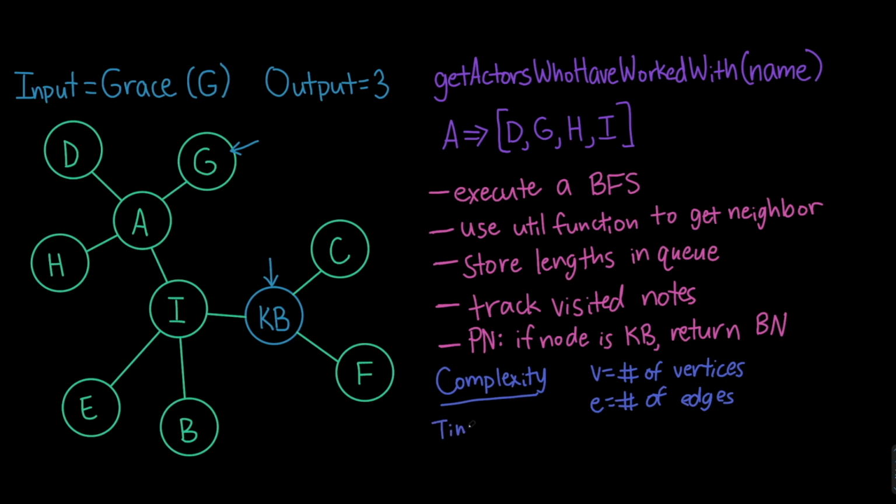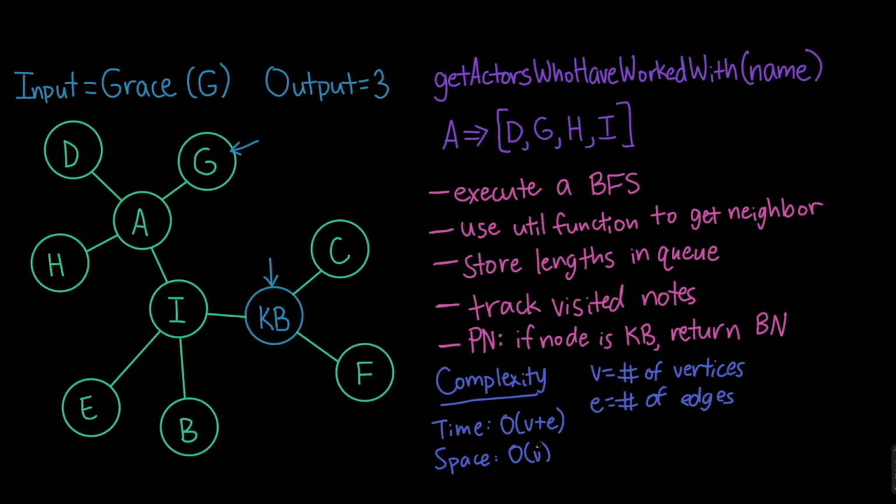So our time complexity is going to be O of V plus E, which we've seen before, and our space complexity is going to be O of V. We've seen this before, so I won't spend too long on this, but we're adding every node into the queue at some point in time, so that's O of V, and we're traversing all of the edges in the graph at some point in the worst case scenario, so we have to include the E.